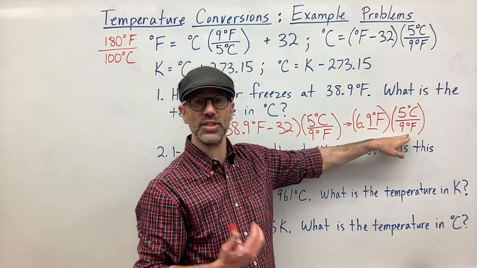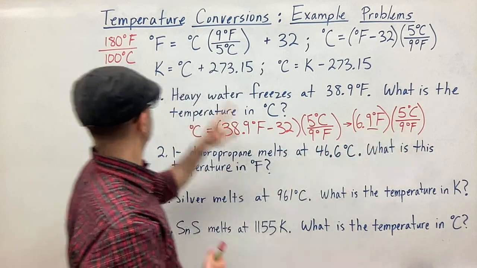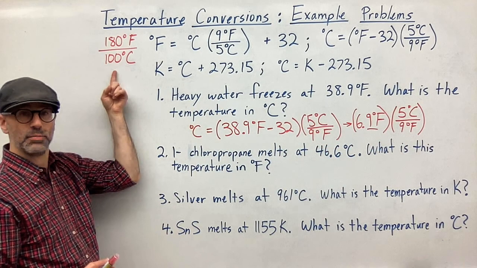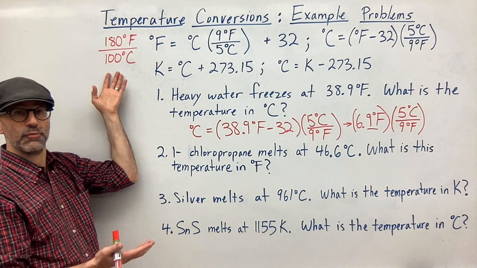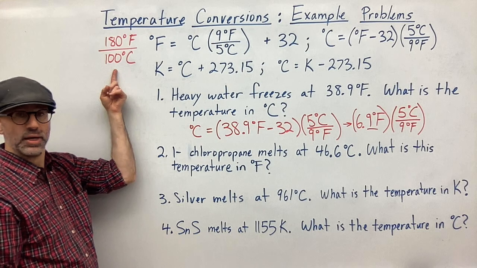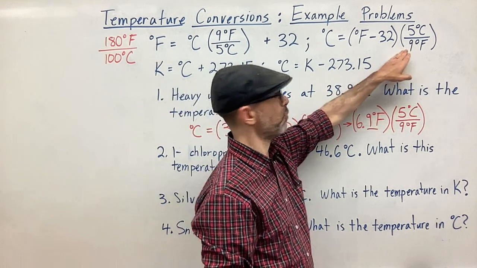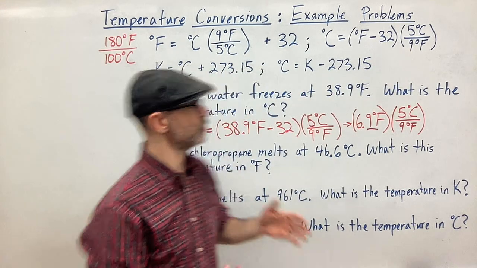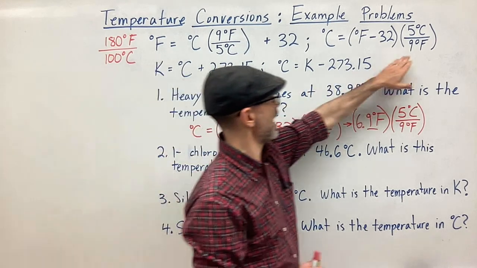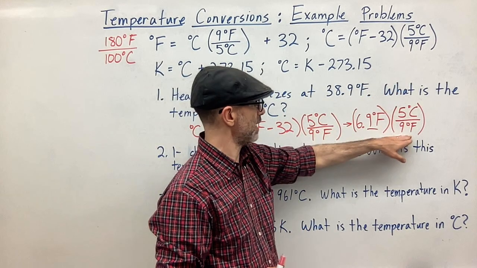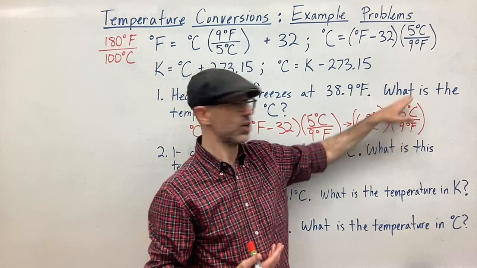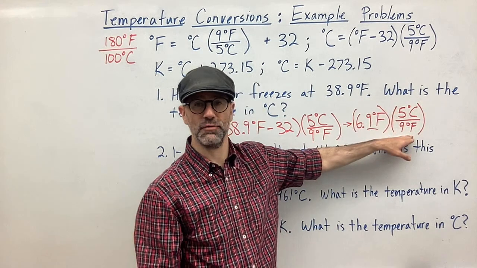Now this here is also exact. This comes from this, right? 180 and 100, these are exact numbers. These are counting numbers that come from the temperature scales. And all we're doing is dividing them, and we get this 5 over 9, which is a simplified version of 100 over 180. So this is exact. So when we multiply by this exact number, it's not going to have an effect on significant figures. So we can ignore this. This has an infinite number of significant figures.